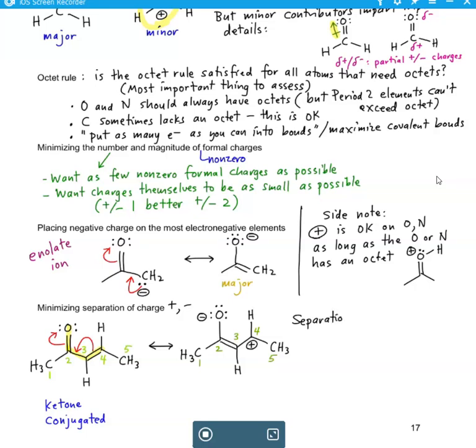The farther apart they are from each other, the worse it is. So a separation of charge means that the positive and negative charges are separated from each other by space. The larger the separation, the less important the contributor.